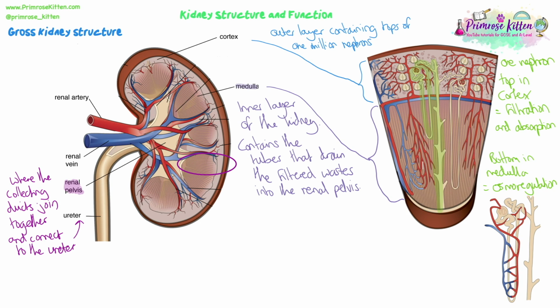We need to remember the cortex is on the outside, the medulla is on the inside. Top parts of the nephron are found in the cortex. The bottom parts of the nephrons are found in the medulla. There's at least 1 million nephrons, there's lots of them, and all of those tubes drain into the renal pelvis towards the centre of the kidney, which collects all of those ducts together and then connects that to the ureter.